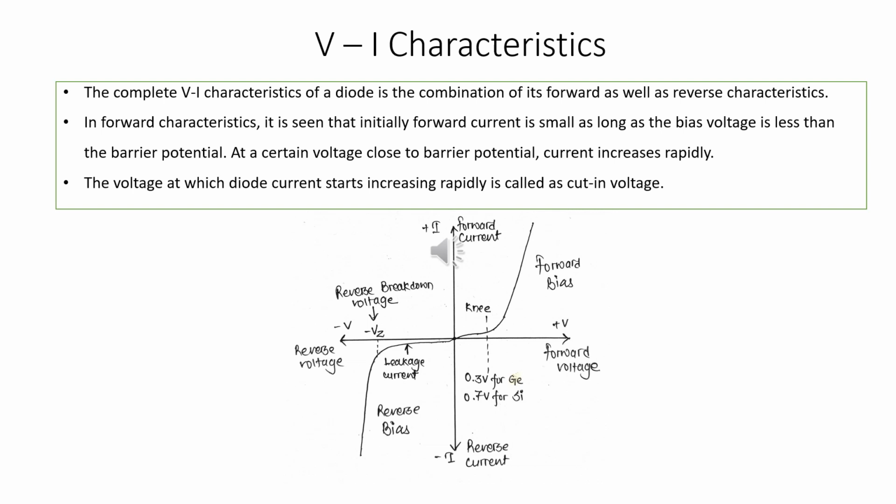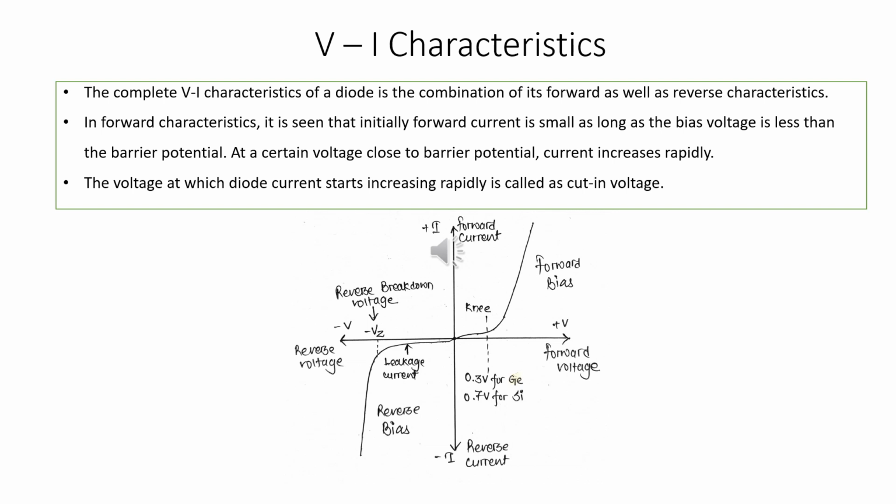Next is VI characteristics. The complete VI characteristics of a diode is a combination of its forward as well as reverse characteristics. In forward characteristics, it is seen that initially the forward current is small as long as the bias voltage is less than the barrier potential. At a certain voltage close to the barrier potential, current increases rapidly. The voltage at which diode current starts increasing rapidly is called the cut-in voltage.